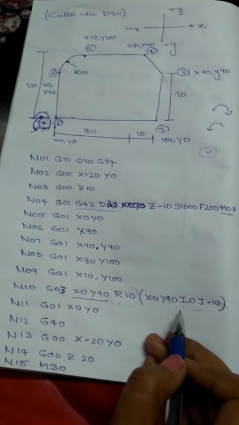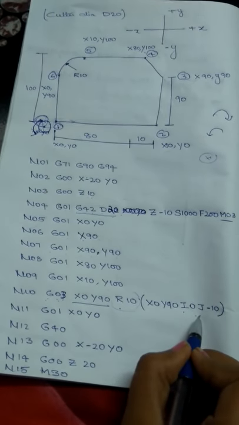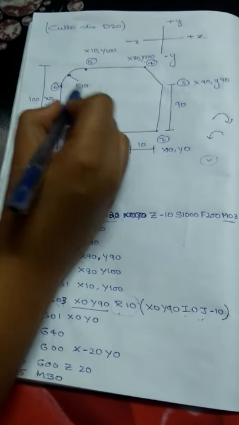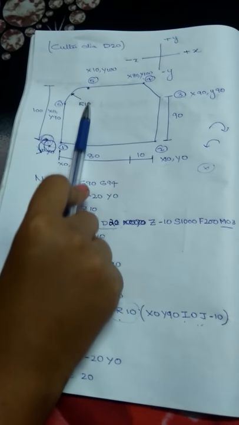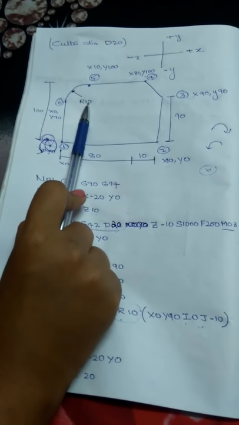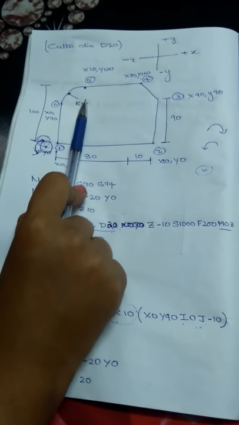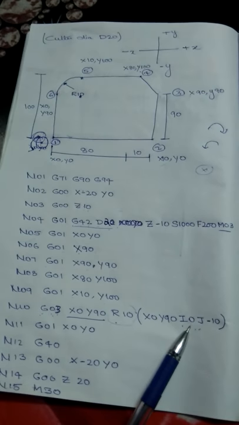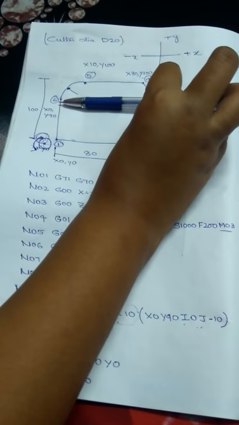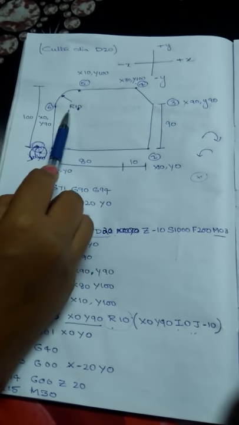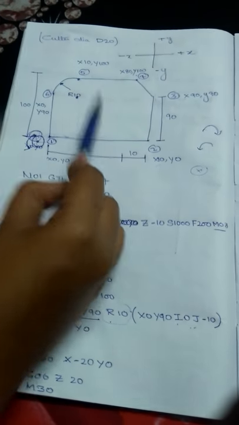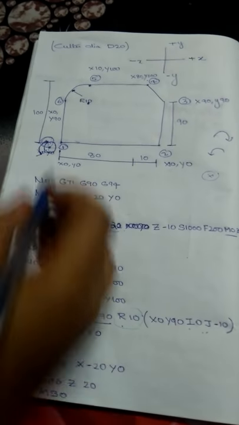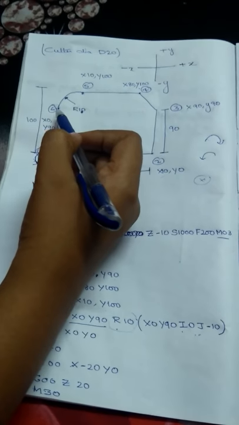I is the X position from the start point. J is the Y position from the start point. So if you are seeing the center, what is the distance of the center position from the start point? Here, if you see, from the origin, the center and the start point both have the same X number. So I is 0. If you see the Y position of the center and point 5, they are changing. What is the dimension between these two? The dimension between these two is R. R is 10. Then J is minus 10. So the center is below point 5, it is going downward. So we have to write minus 10. Next, we'll have a circular interpolation with anti-clockwise direction.